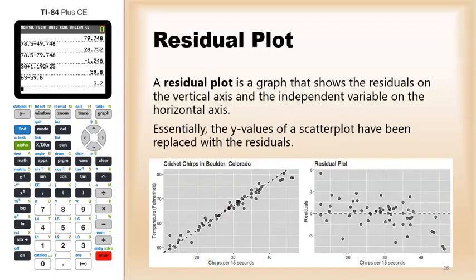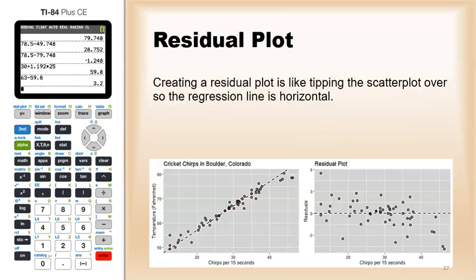A residual plot is a graph that shows the residuals on the vertical axis and the independent variable on the horizontal axis. So basically what we're doing is taking our original graph and replacing all the y values with the residuals. What ends up happening is that whatever our line is now becomes a horizontal line. So creating a residual plot is like tipping the scatterplot over so the regression line is horizontal.